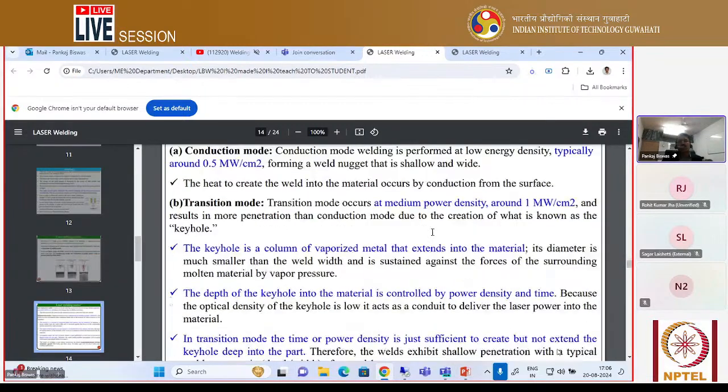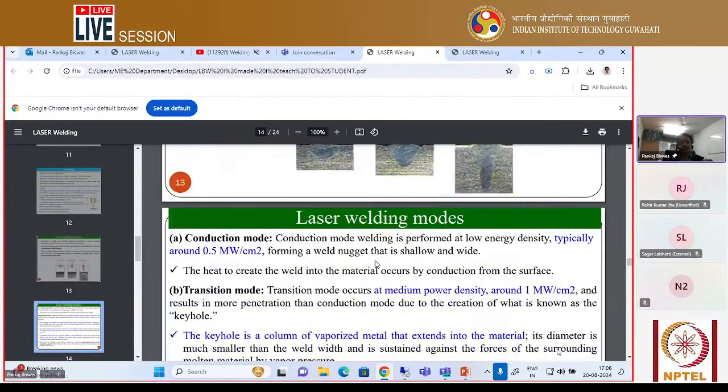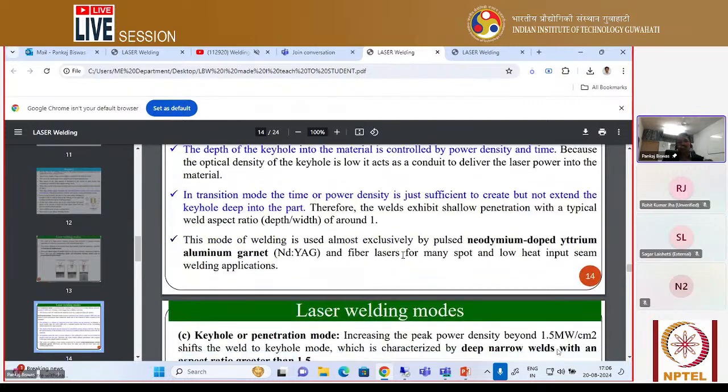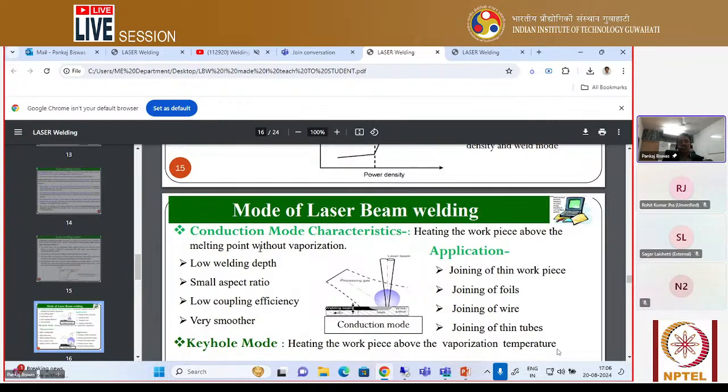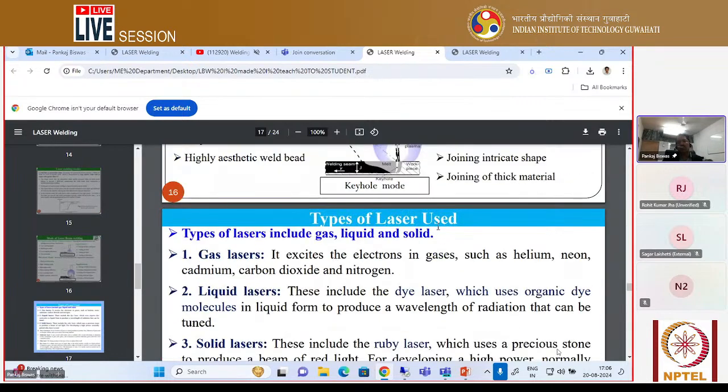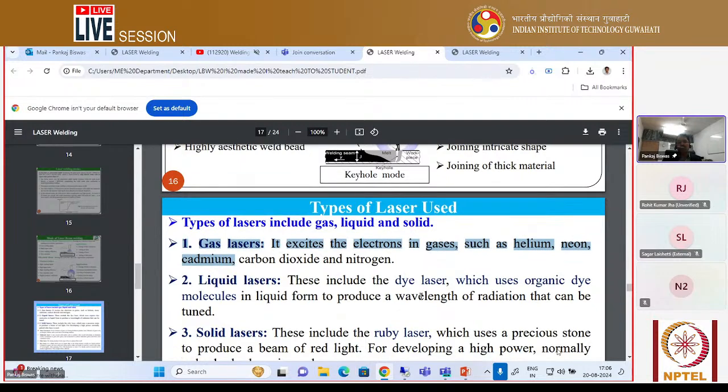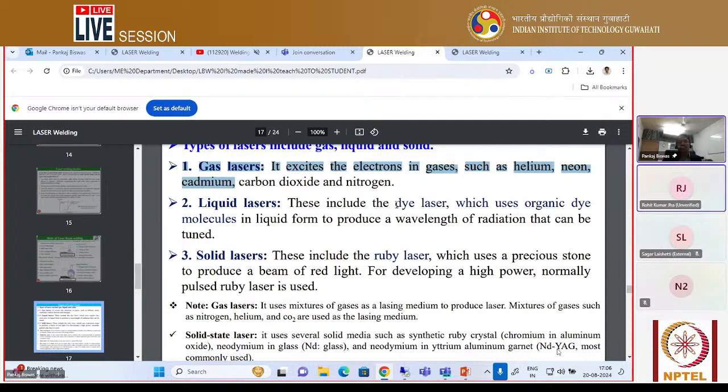I have also shown laser welding here, and the different modes of laser welding techniques. Then you see the types of laser used. I have already told you about gas laser. This gas can be helium, neon, carbon dioxide, nitrogen, or cadmium gas. Then the liquid laser, generally also called dye laser. Then the solid laser. One of the popular ones here is called the ruby laser.